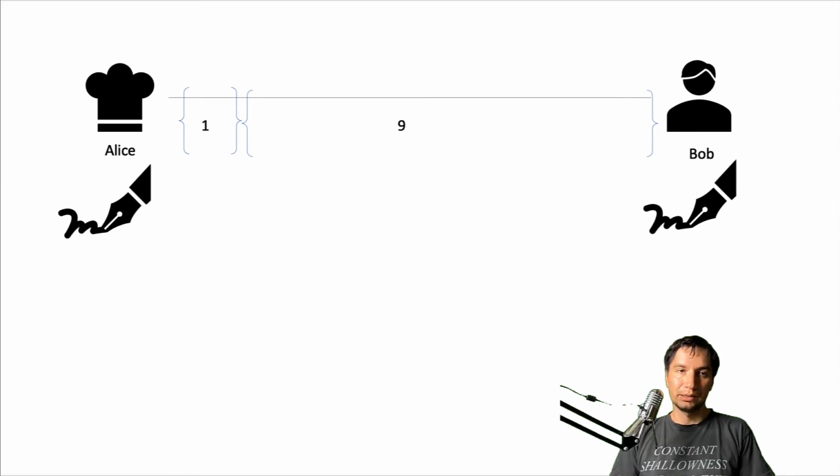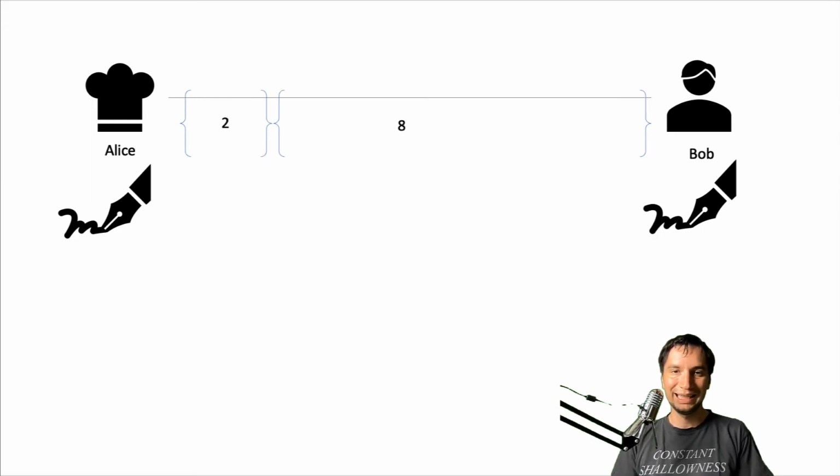So this can be done also again. So let's say Bob wants to buy some more super expensive coffee for another Bitcoin. Maybe the coffee is too good. The split changes again. Alice has 2, Bob has 8. So this is very simple.